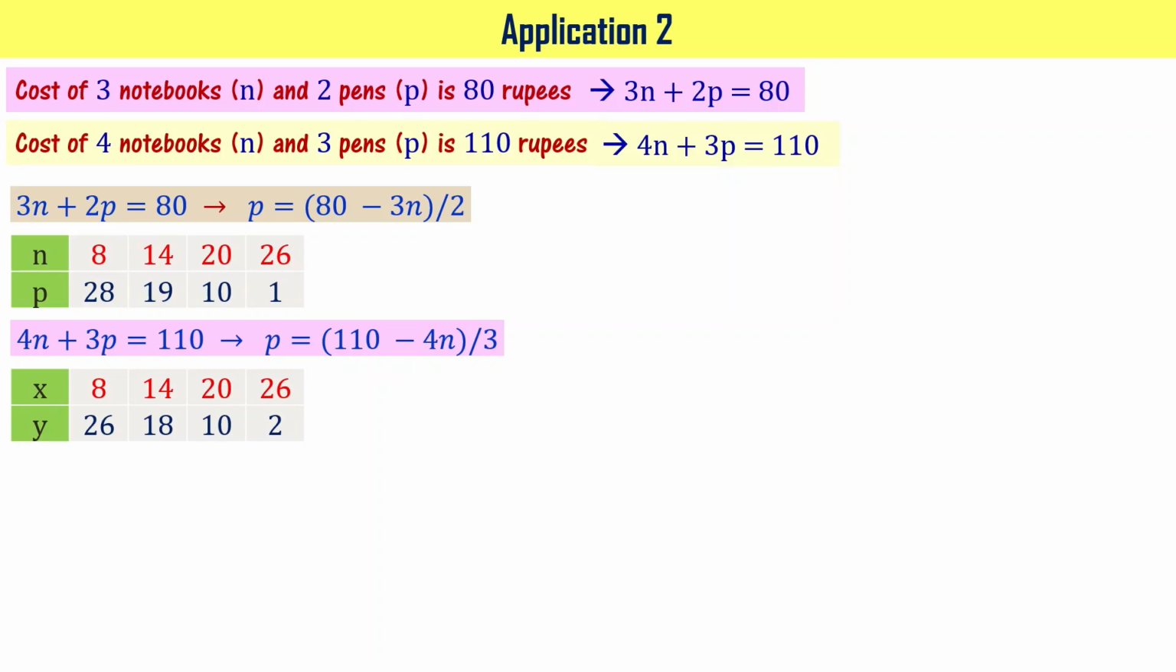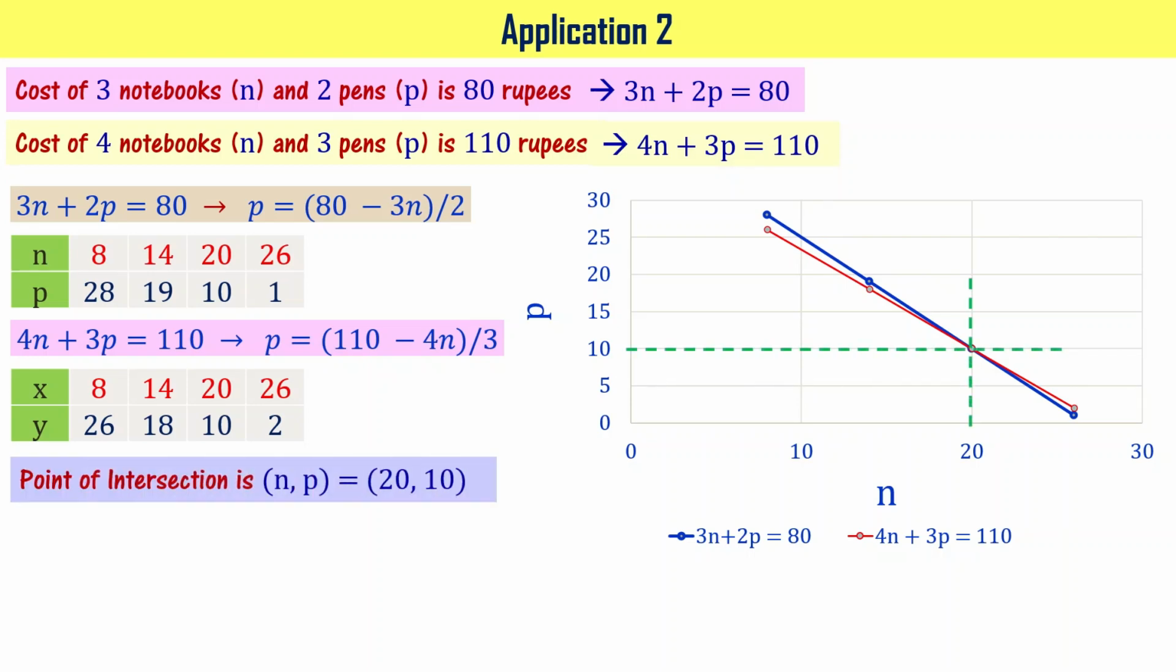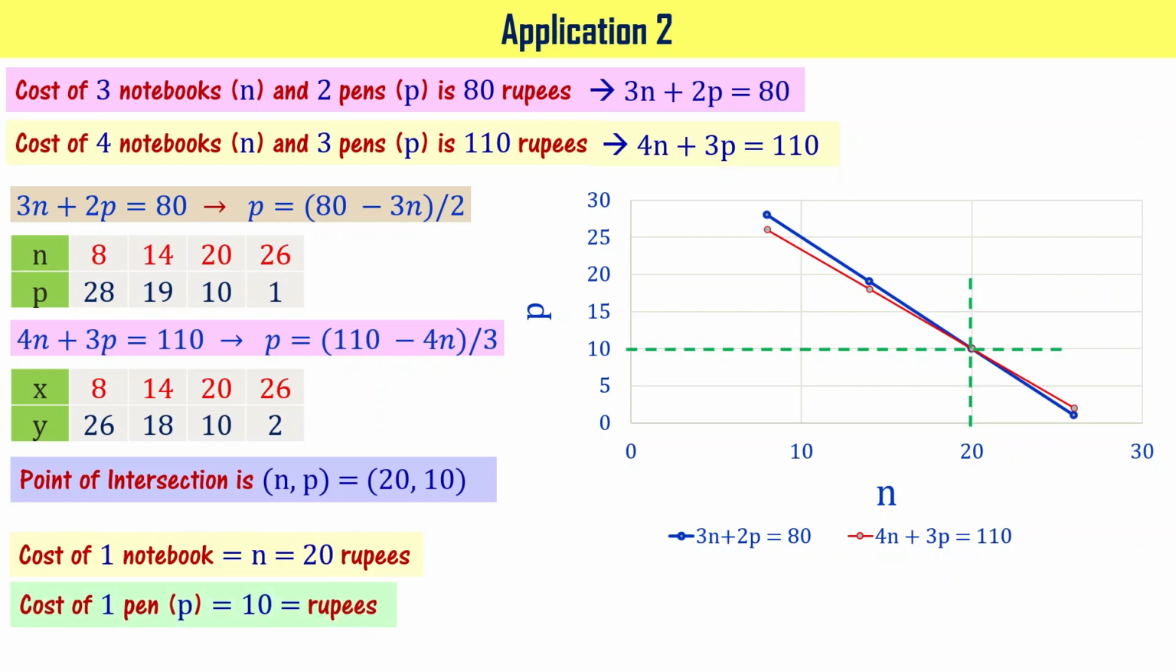So let's plot these two tables. You get a figure like this. As you see here, the lines are intersecting, which means the given pair of linear equations has a unique solution, right? The point of intersection from the figure is n comma p equal to 20 comma 10, right? It means the cost of one notebook, that is denoted using n, equal to 20 rupees, and the cost of one pen is 10 rupees. Please take a note of this.